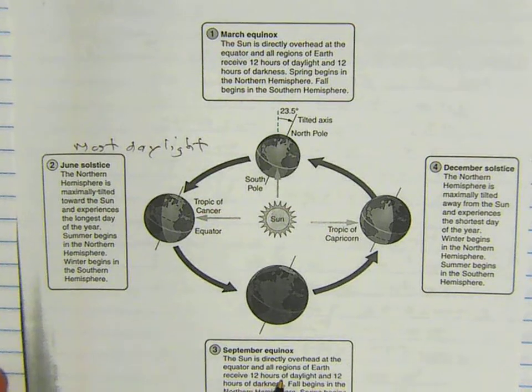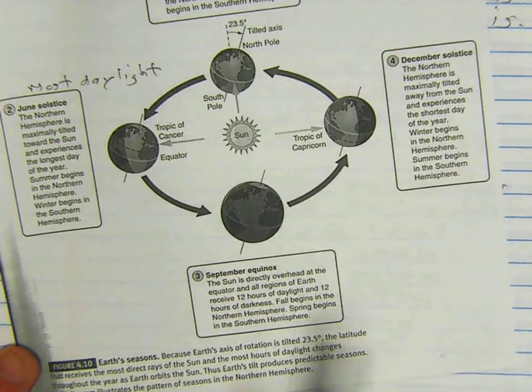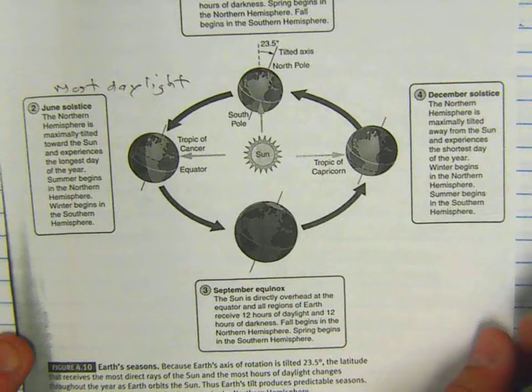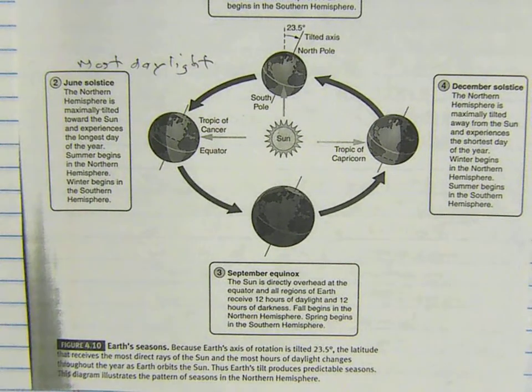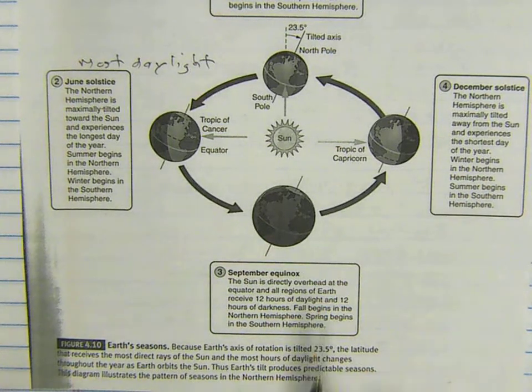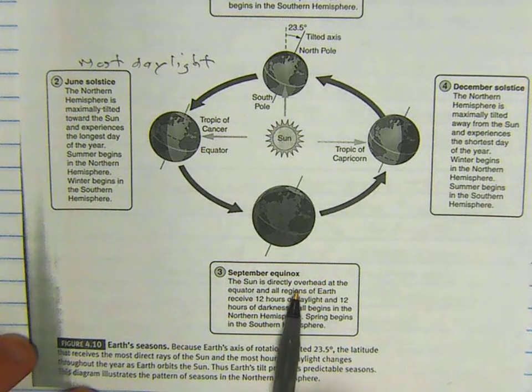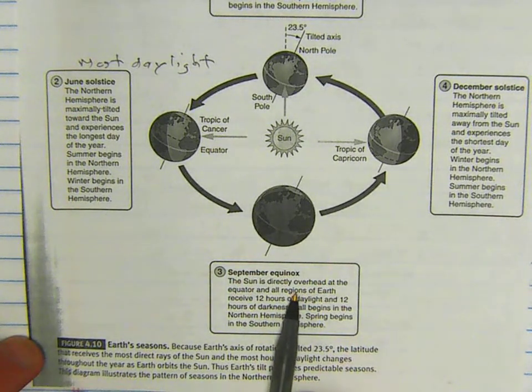So I move down here to what would be called the autumnal equinox. This would be coming up right up to it, actually, September 21st, 22nd, in that area. The Sun is directly overhead, you can see, at the equator, and all regions of the Earth receive 12 hours of daylight and 12 hours of darkness. And fall begins in the northern hemisphere, spring begins in the southern hemisphere, just the opposite effect of each one. This is our time, just a beautiful time of year coming up into now.